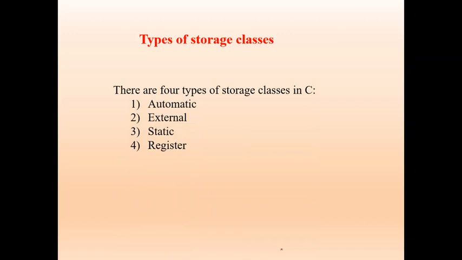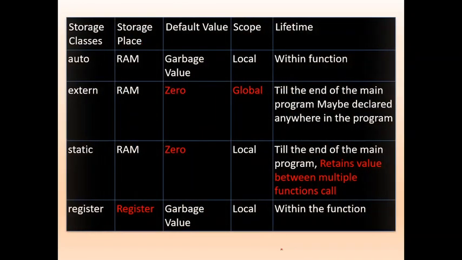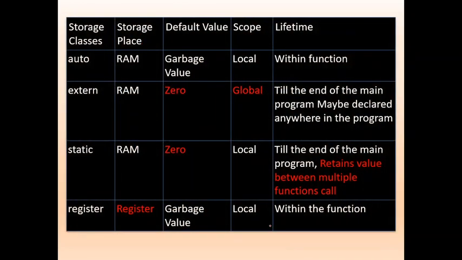Now you see the types of the storage classes. C language offers four types of storage classes. They are automatic, external, static, and register. Automatic is the most regularly used storage class. By default, all the variables are of auto. Now you see the comparison.